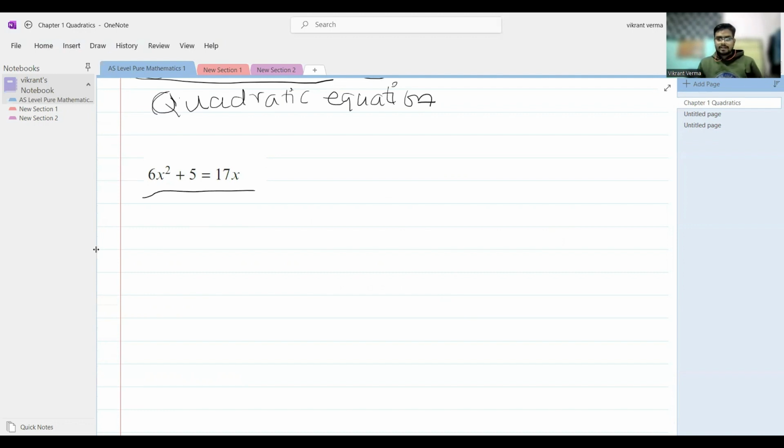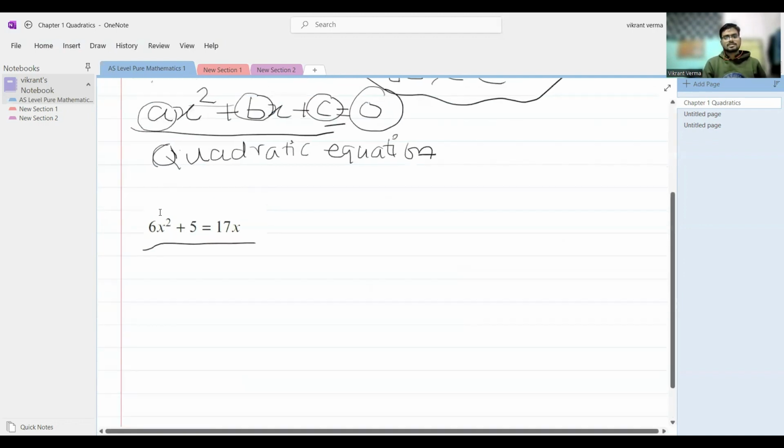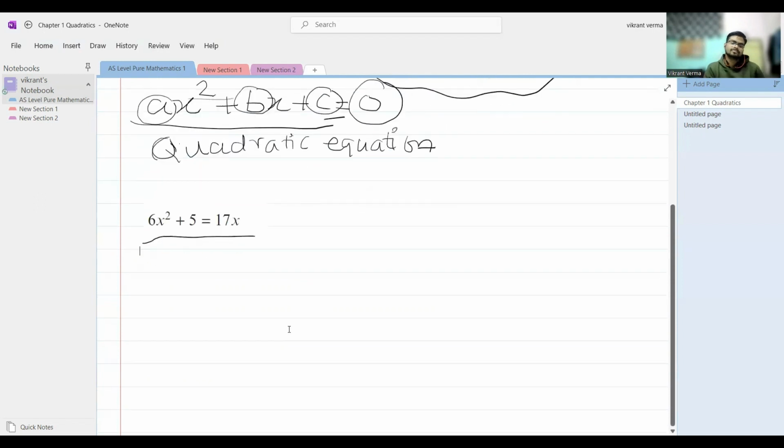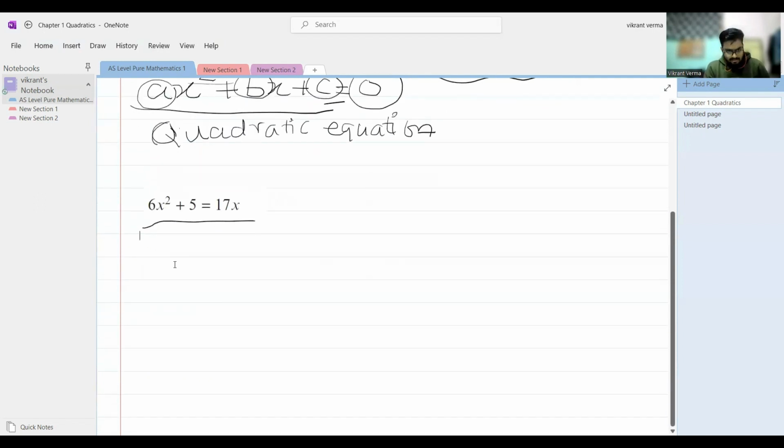So in order to solve this quadratic equation, first we will bring this equation in the standard form, and I have already told you what is the standard form. It is this: ax square plus bx plus c equal to 0. This is the standard form. Okay, so first we will bring this equation into standard form.